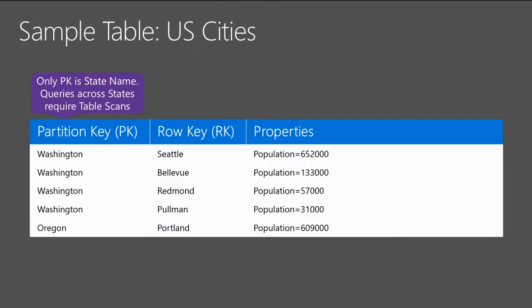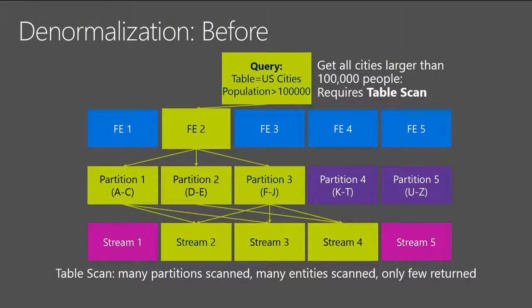So back to our US cities example. In this case, the PK, partition key, is the state name. Queries across states require table scans. So as we said before, if I want to get all the cities bigger than 100,000 people or 10,000 people, I have to do a table scan. No other way to do it.